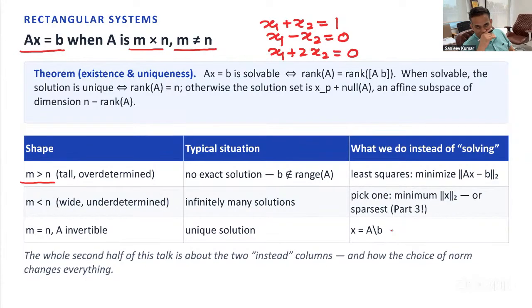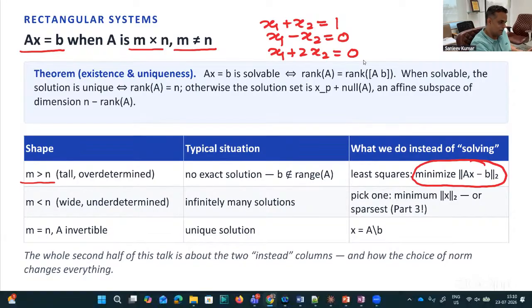Okay. B is not in the range space of A. I want to say like this in terms of linear algebra. So if this is not the case, how to solve such a system? If there is no exact solution, we go for an approximate solution. Okay. An approximate solution, how do we find it? We find it by minimizing this particular thing: minimize the L2 norm of Ax minus B.